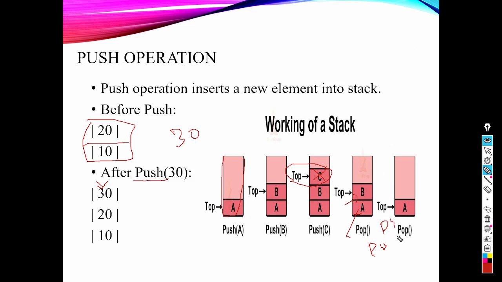Again, if you use the pop operation, what is the top element after removing C? B is the top element. Now what is the answer? A. Okay, this we call the push operation. Push operation is nothing but if you want to insert an element into the stack, we use the push operation. Here we are trying to insert push 3. This is before push and this is after push.